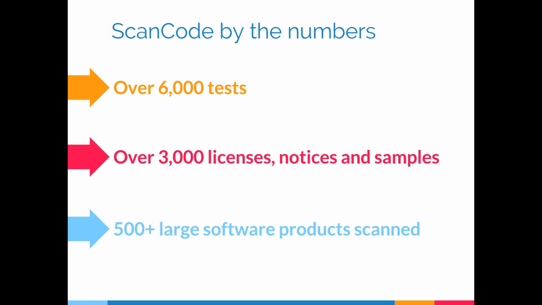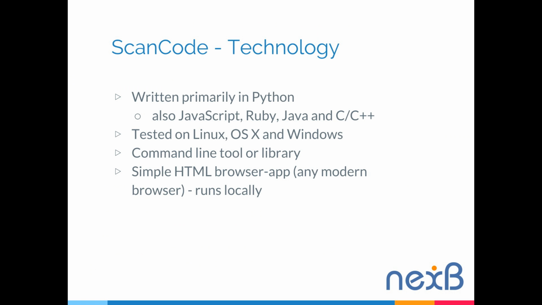The tool has been in use for several years until it was made available as open source in the last few months for NextB to deliver professional services. And there's been a large number of significant commercial products that were scanned with this tool successfully. In terms of technology, it's primarily written in Python, but we're not religious there. We use JavaScript, of course, on the UI, but also elsewhere. Some bits of Ruby, Java, C, and C++.